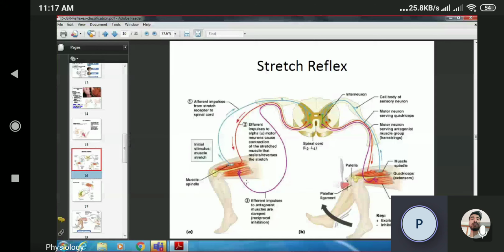The third one is that efferent impulses to antagonistic muscles are damped. Reciprocal inhibition also occurs. Okay, so these are the points you should remember.